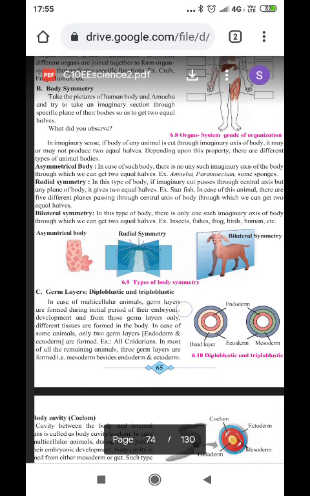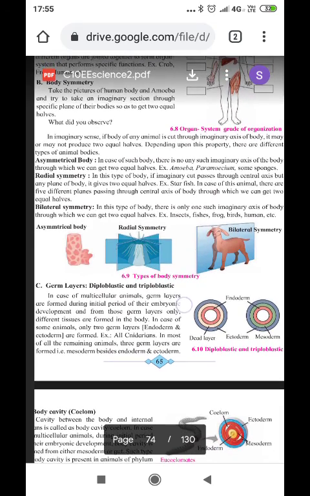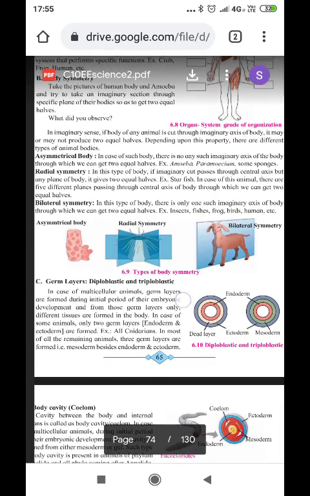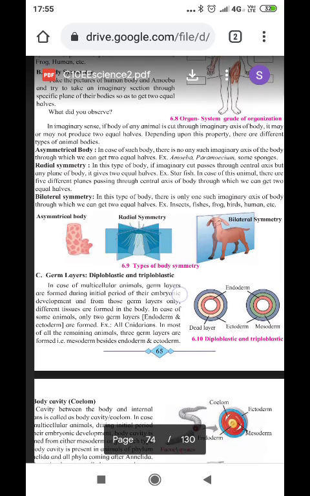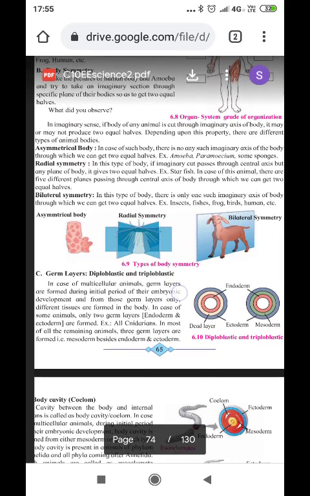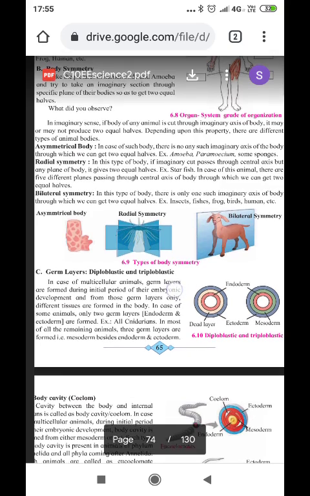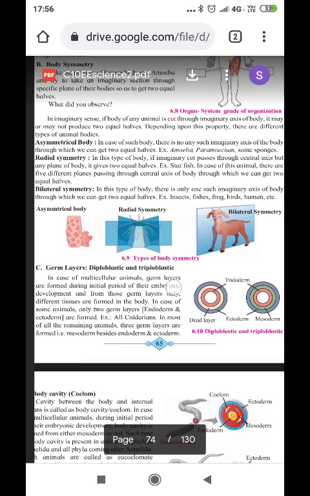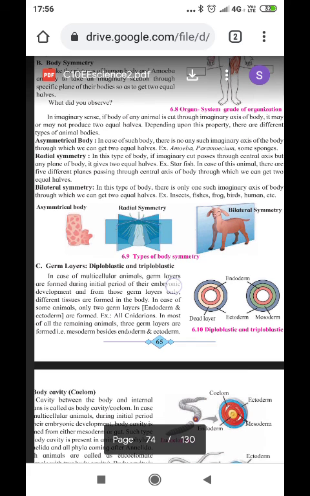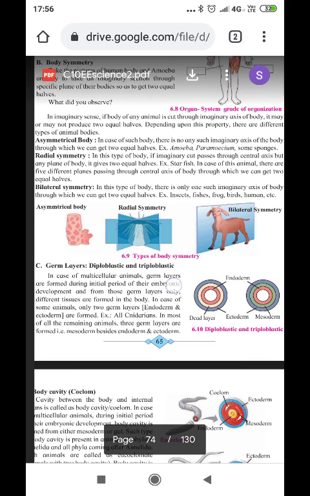Radial symmetry. In this type of body, if an imaginary cut passes through the central axis, in any plane of the body, it gives two equal halves. For example, starfish. In case of these animals, there are five different planes through which the body can be cut through the central axis into two equal halves.